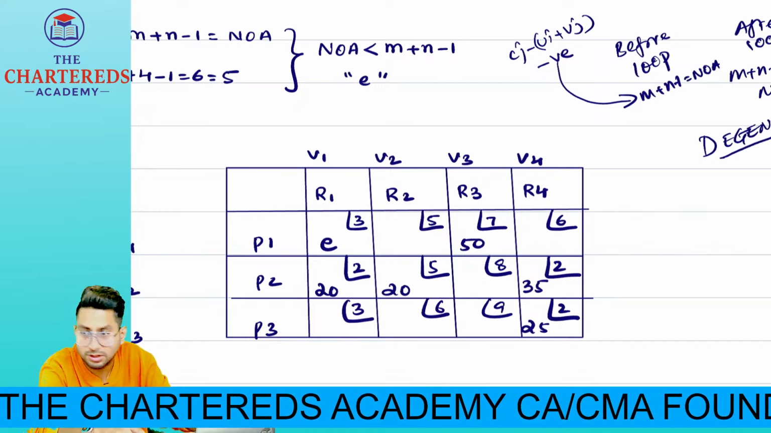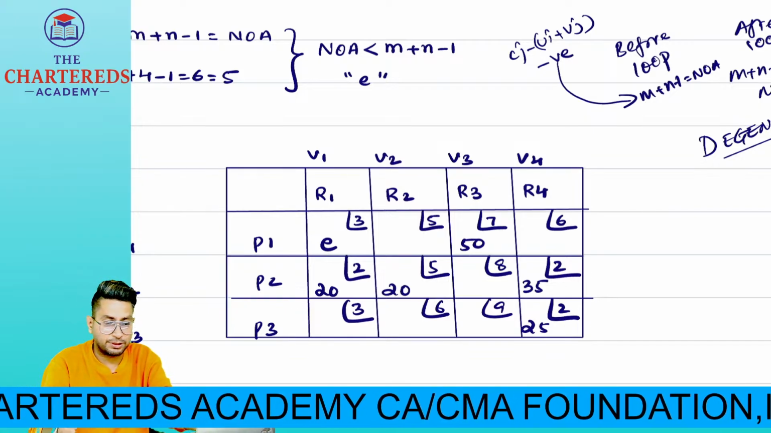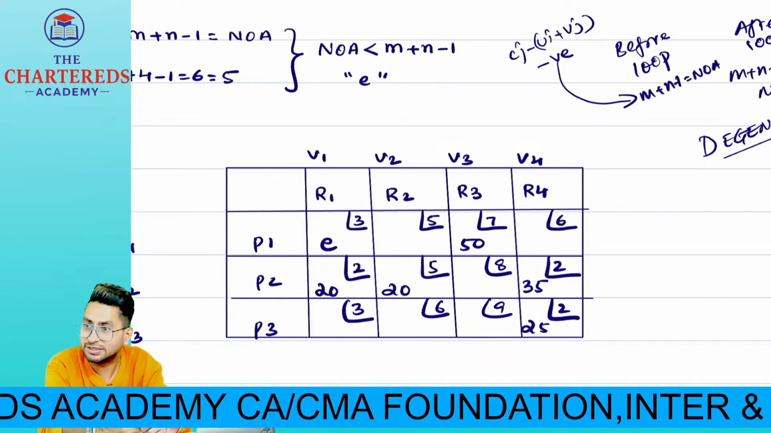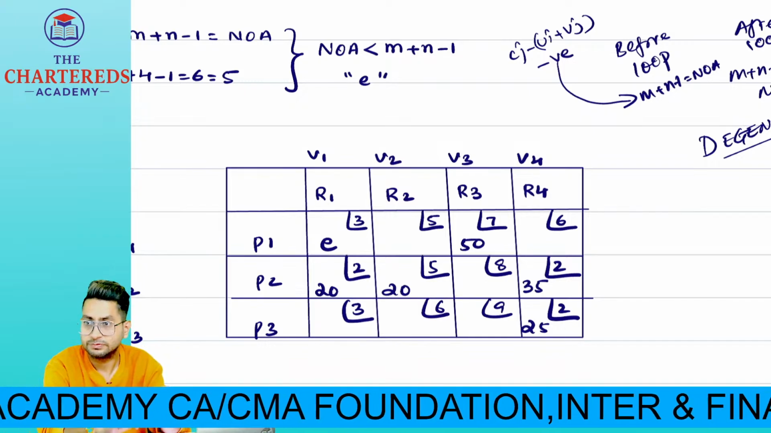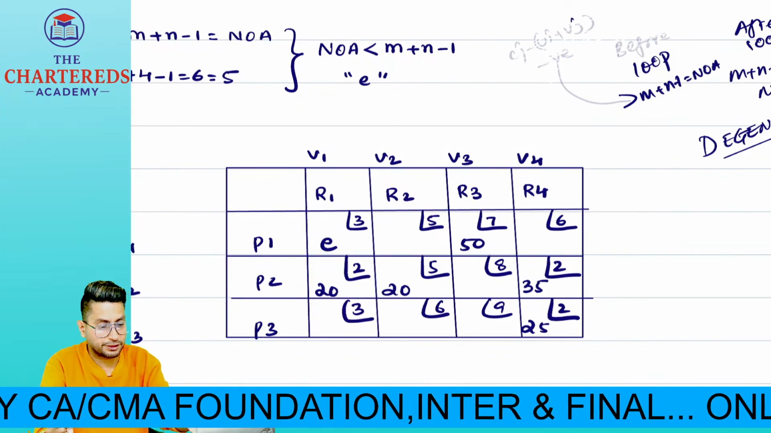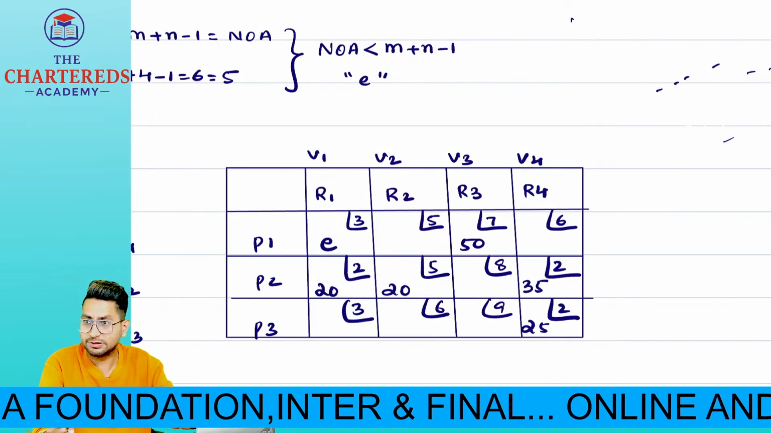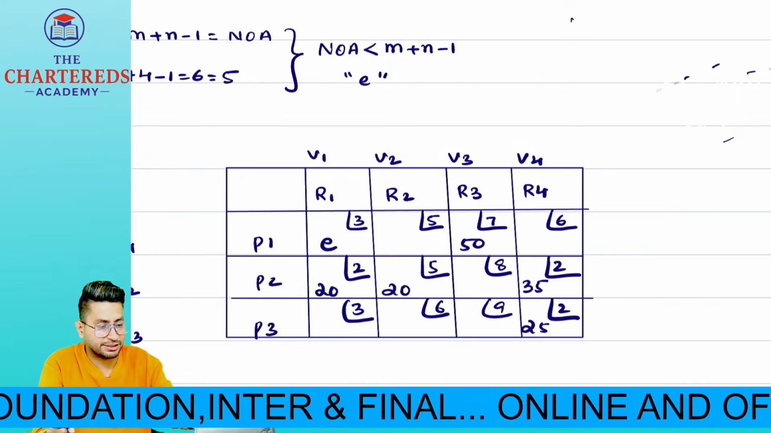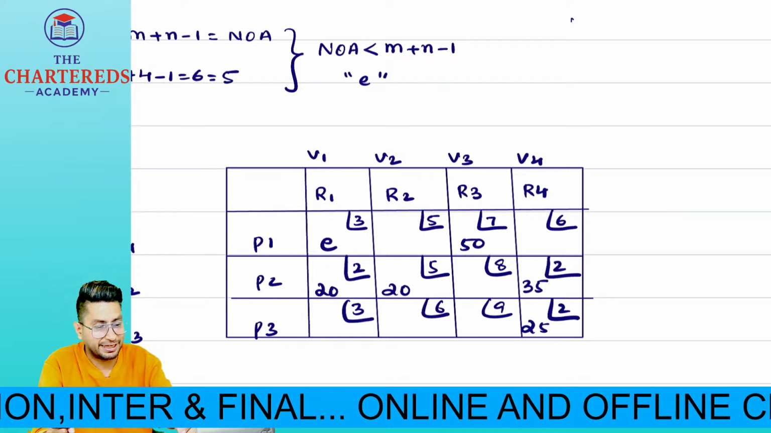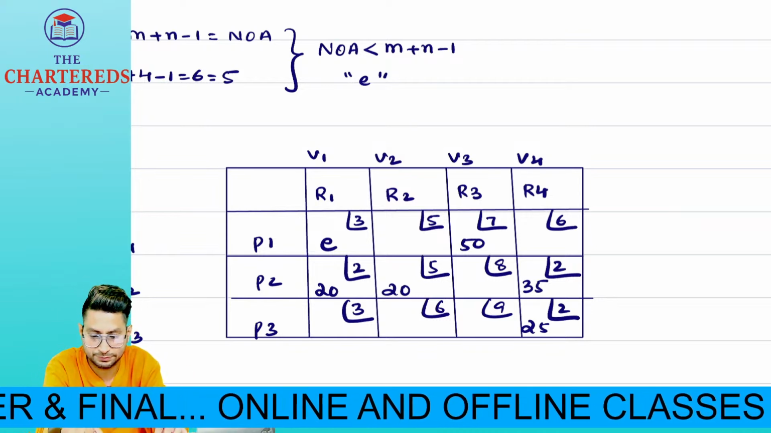What do you call this? Degeneracy. When m plus n minus 1 is not equal to number of allocations, it is called what? Degeneracy. So the purpose of creating a loop and the purpose of creating epsilon is same or different? Different. When cj minus ui plus vj numbers are negative, then we create a loop. When m plus n minus 1 is not equal to number of allocations, we create epsilon.